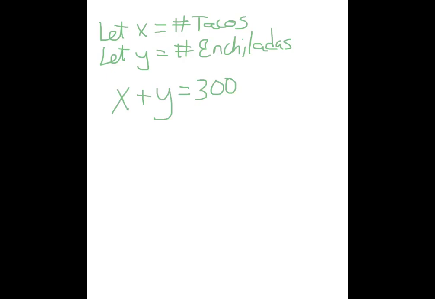So there's that. Then the next sentence deals with money. And it says that tacos were $2 each, enchiladas were $3 each, and they made $780. So if they sold tacos for $2 each, that means they're going to do 2 times however many tacos I sold, plus, and then enchiladas were $3, so that'll be $3 times however many enchiladas were sold, gets me $780 altogether. Okay, so now I have 2 equations, and I can solve this system using any one of the methods that we've already learned.